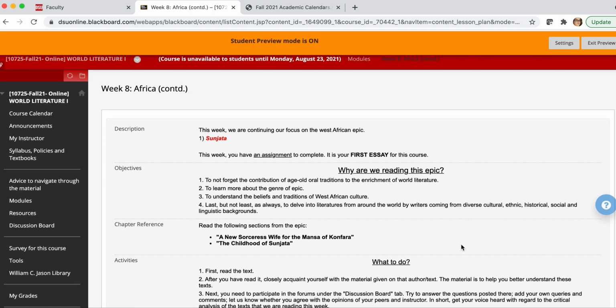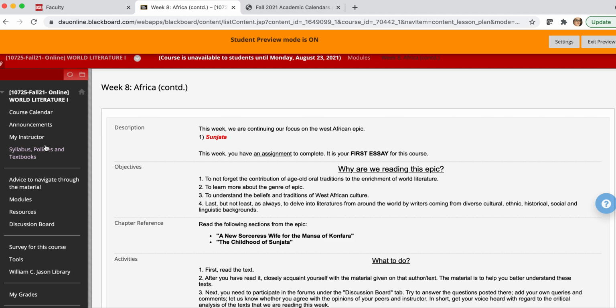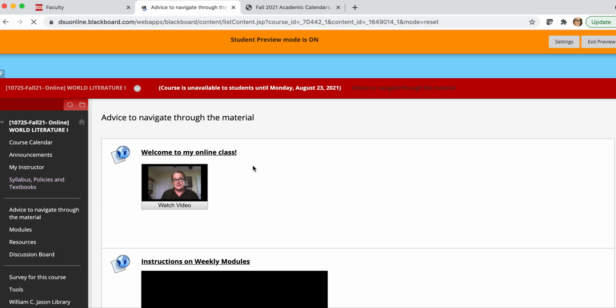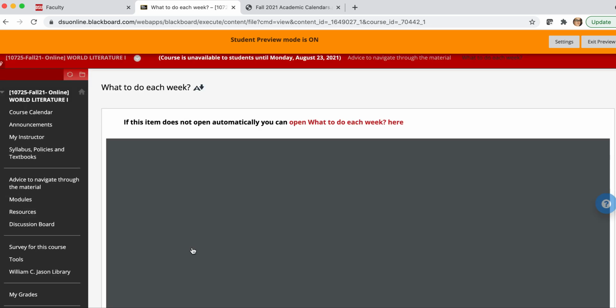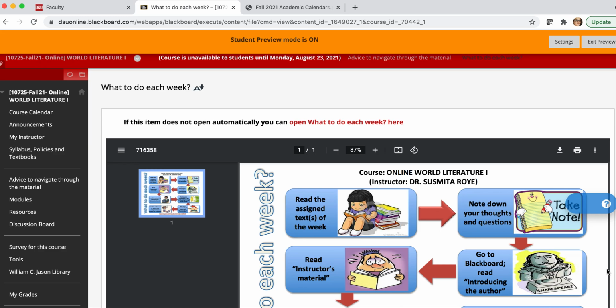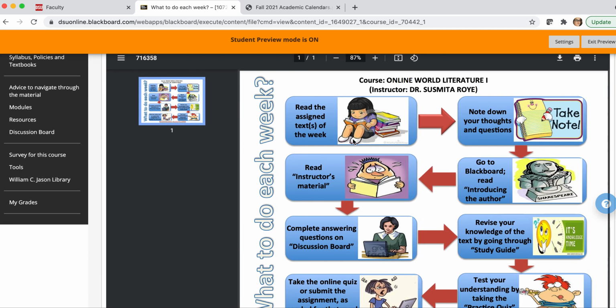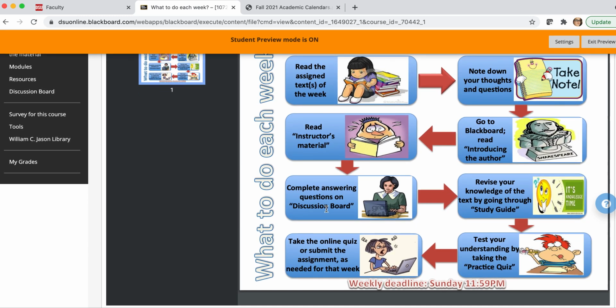So I hope that the structure of our work is clear to you. So if we look right back here, there is also a great outline of what to do each week. So remember, read the assigned text. We start here on our flowchart. Note down your thoughts and questions. Go to Blackboard, read introducing the author, read instructor's material, then complete the questions on the discussion board.